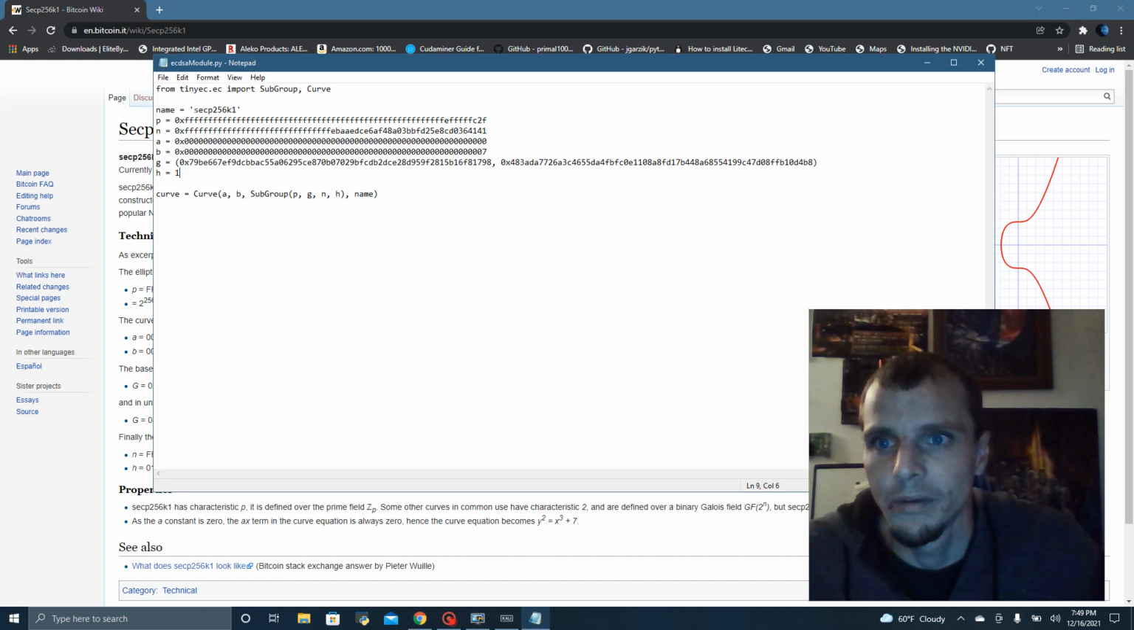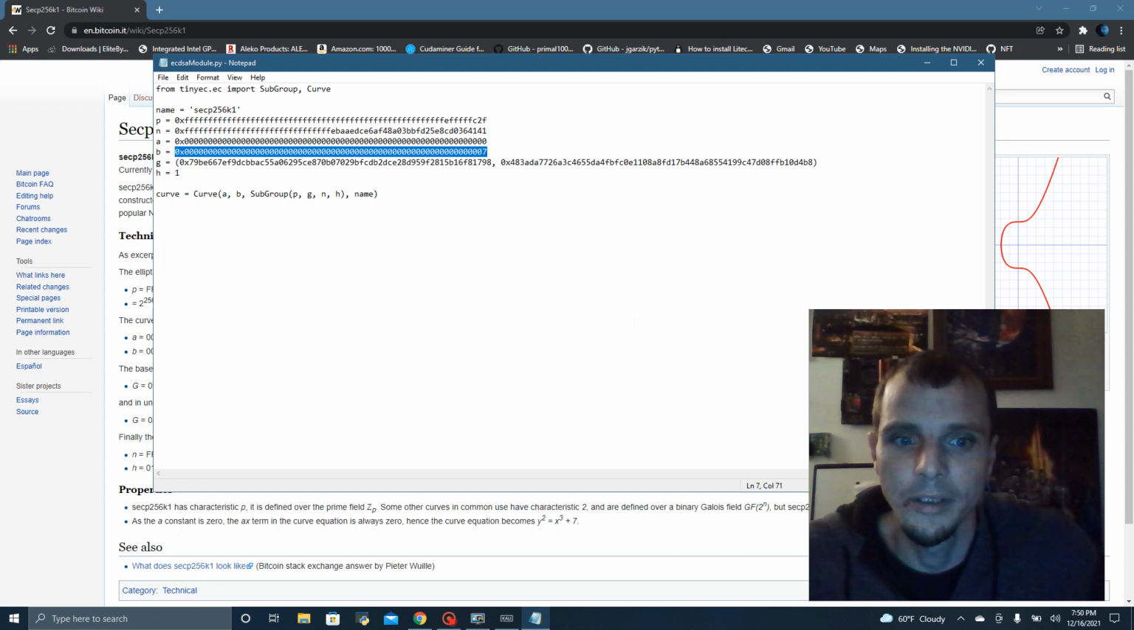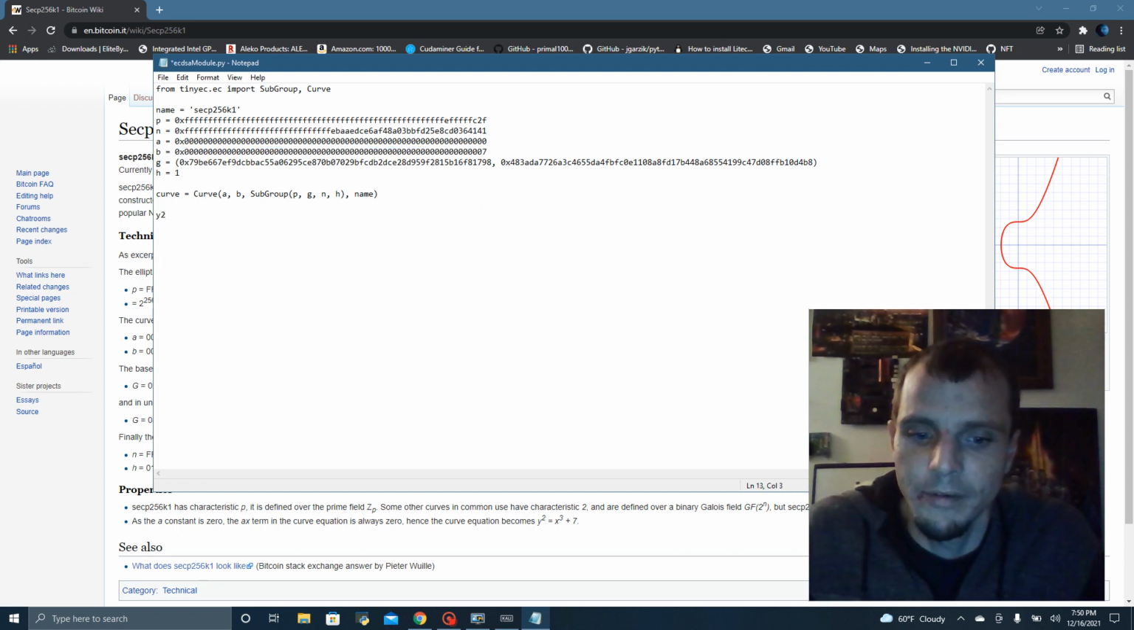So the name of the curve, p is the modulo p for the public keys, and this is the largest private key, or actually this is a 0 position. I'll explain that in a minute. A here is 0, B is 7, so that it satisfies the equation y squared equals x cubed plus 7.